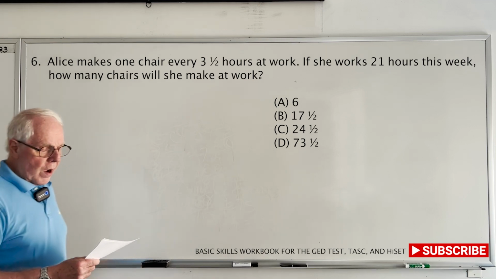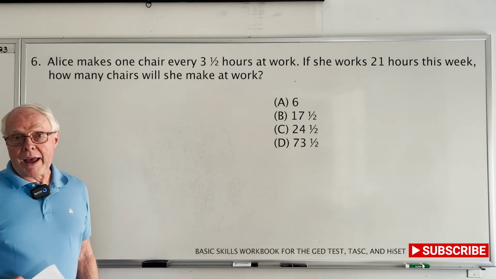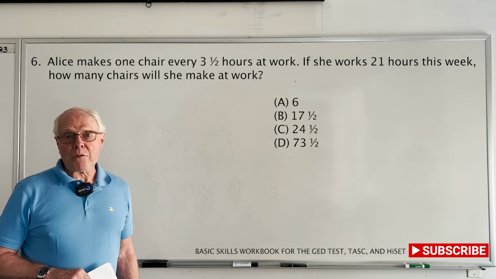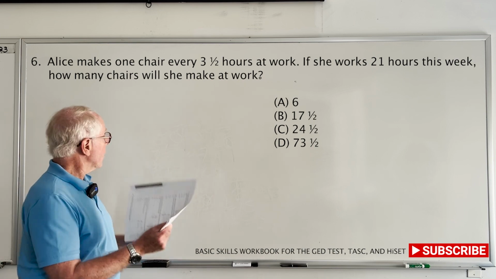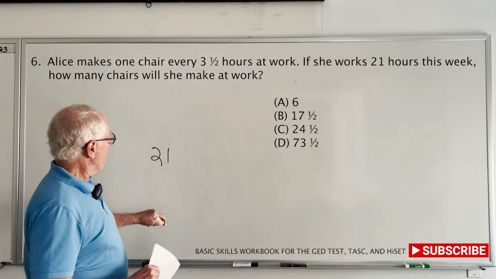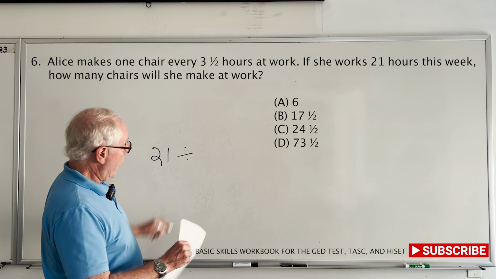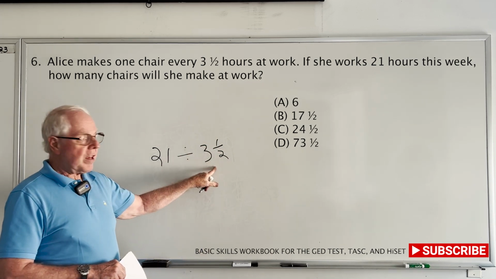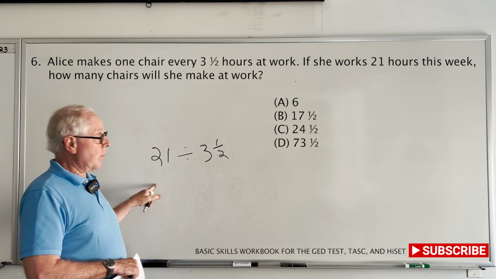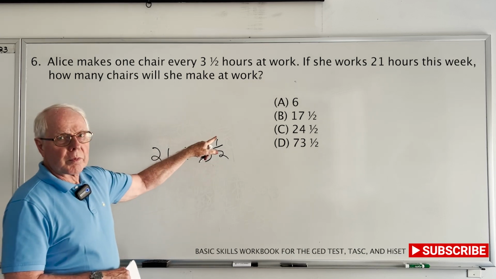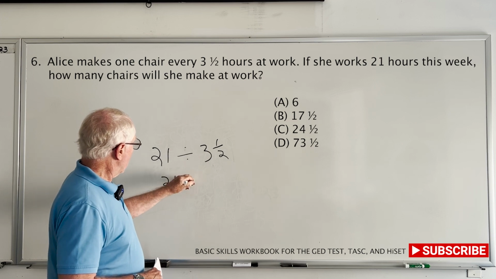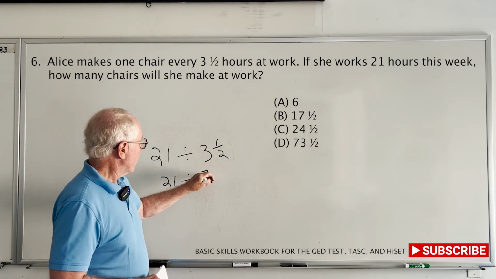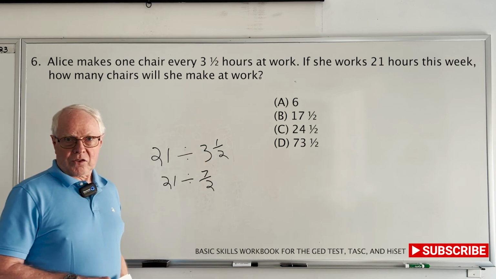Okay, we want to know, since each chair takes 3.5 hours and she has 21 hours to work, how many 3.5s are there in 21? So that means 21 divided by 3.5. How many of these are there in there? That's a division problem. Okay, so let's get rid of this mixed number first. 21 divided by 3 times 2 is 6, plus 1 is 7. These two are the exact same thing.